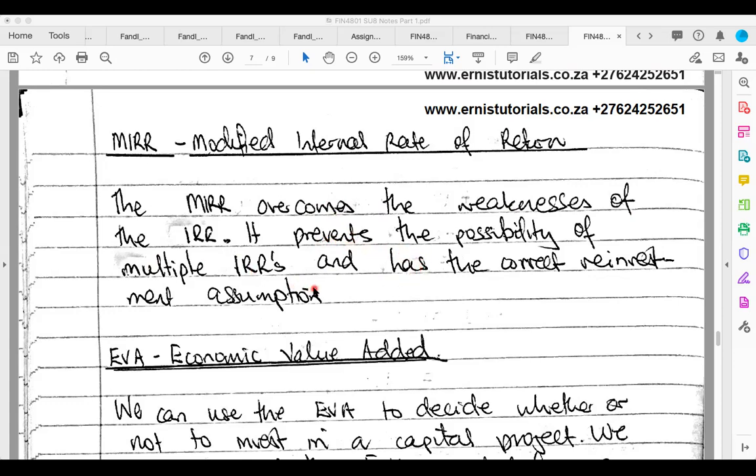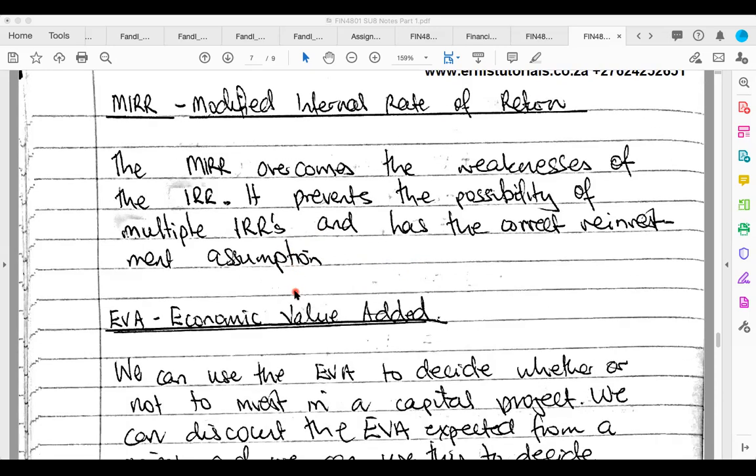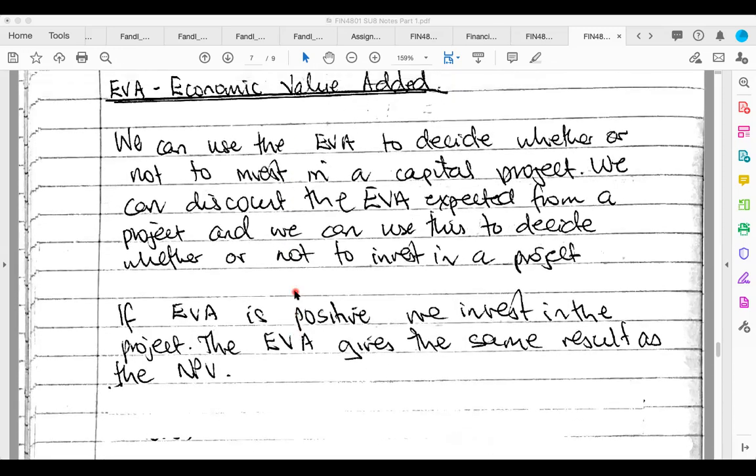and the internal rate of return has a wrong reinvestment assumption. The internal rate of return assumes that cash flows are reinvested at the internal rate of return, which is incorrect. The modified internal rate of return overcomes these two weaknesses. It prevents the possibility of multiple internal rates of return, and it also has a correct reinvestment assumption. It assumes that cash flows are reinvested at the cost of capital, which is correct, whereas the internal rate of return assumes that cash flows are reinvested at the internal rate of return.